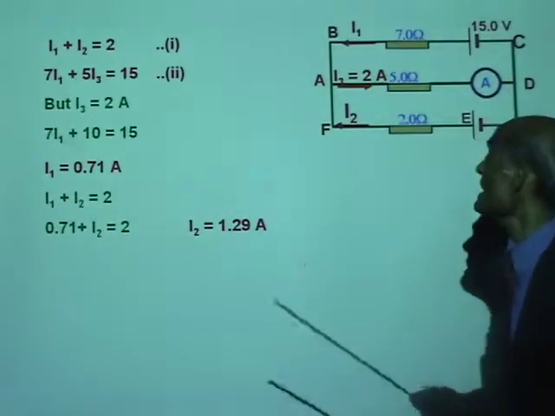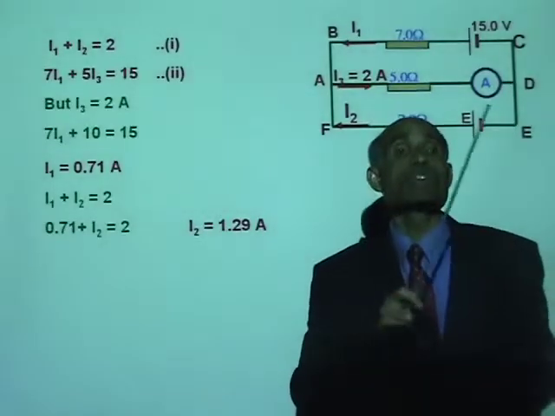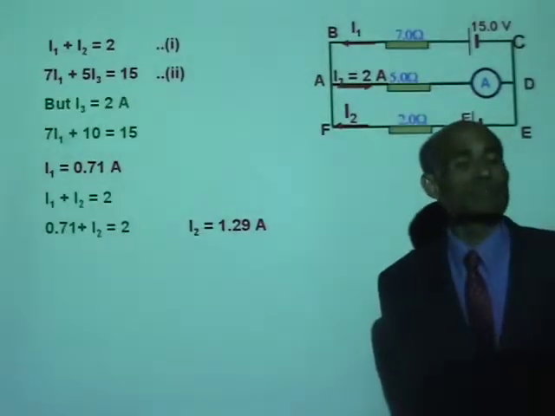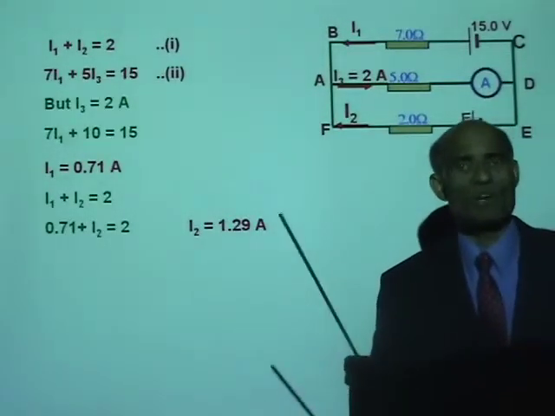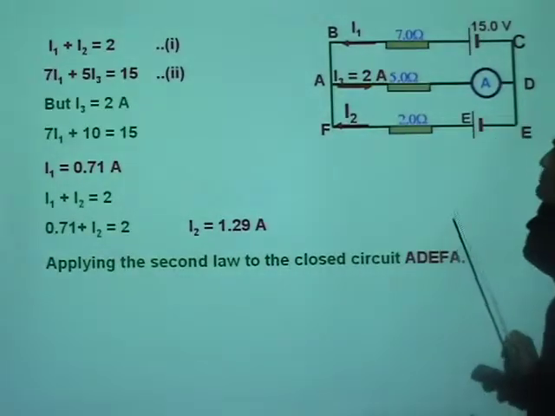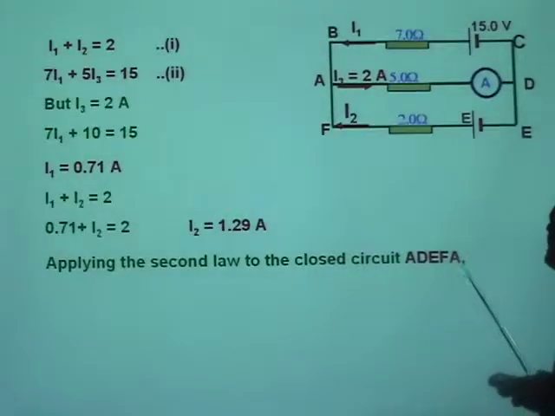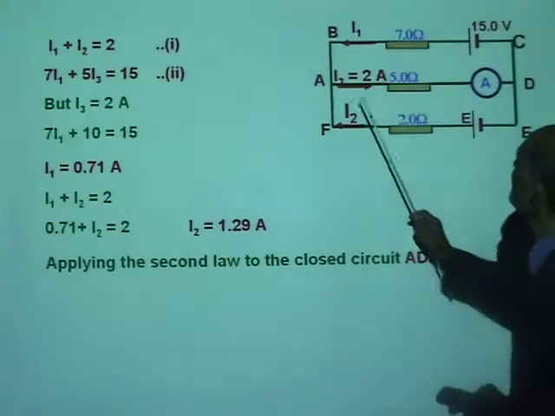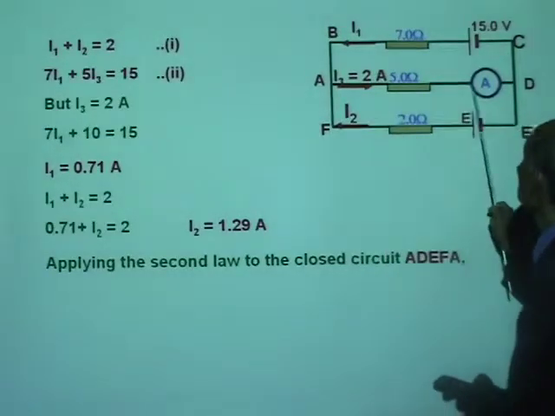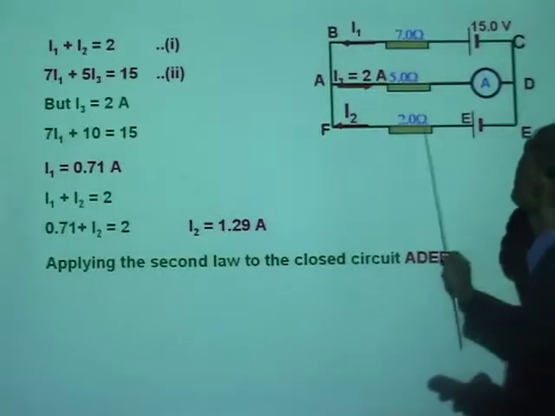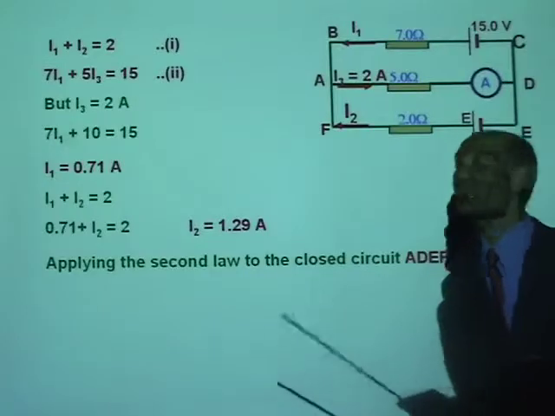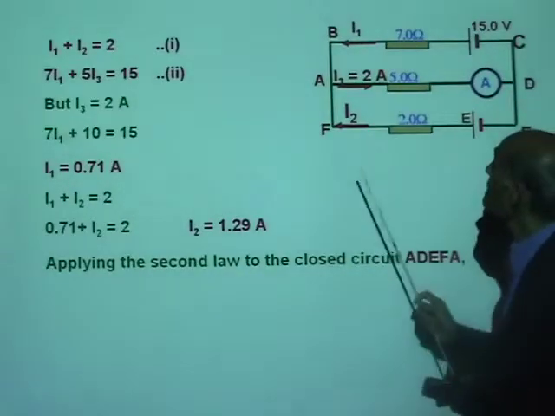Which means we now need to use a closed loop that contains that cell. Can you give me a closed loop and help me set up the equation there? Let's apply the second law to the closed loop circuit ADEFA. Look at that, ADEFA. Why did I choose that loop? Because that's the loop that contains the cell whose EMF we need. Alright, can you help me write the equation?